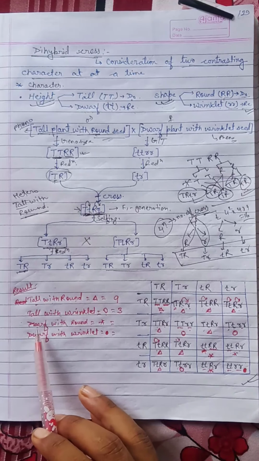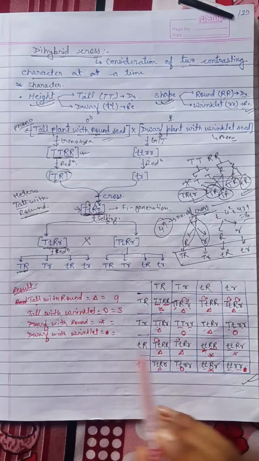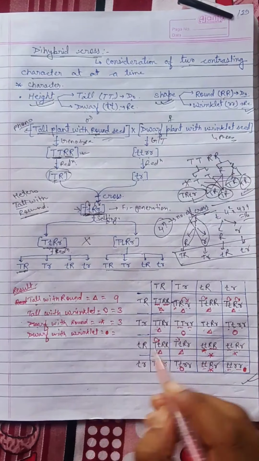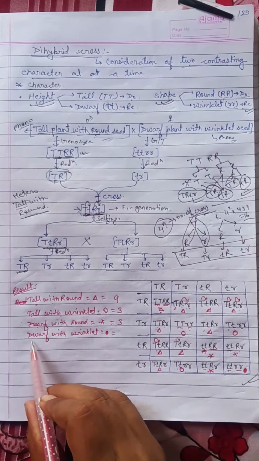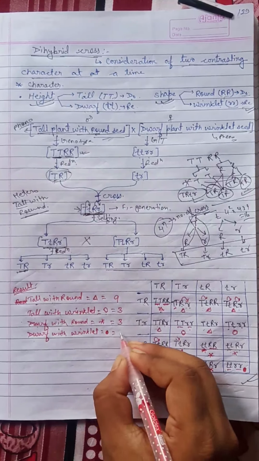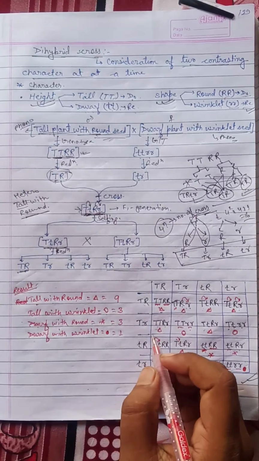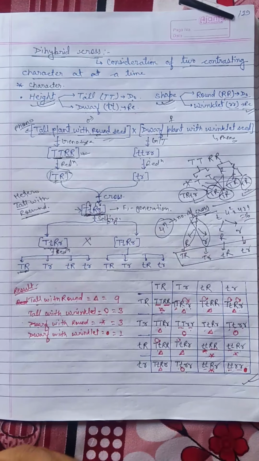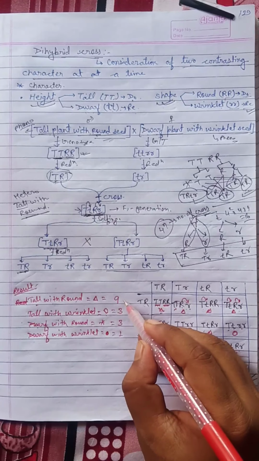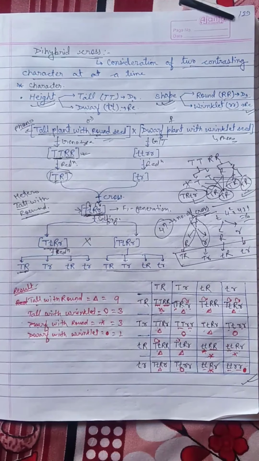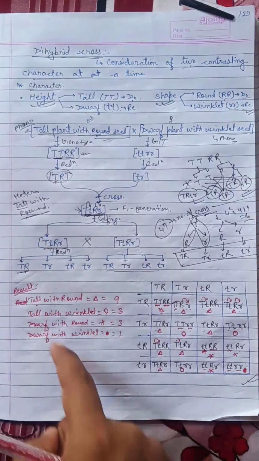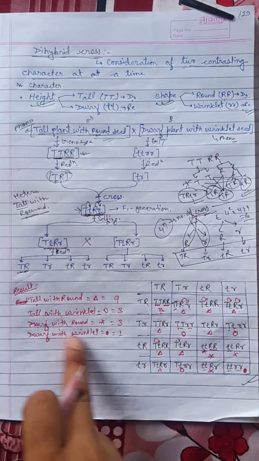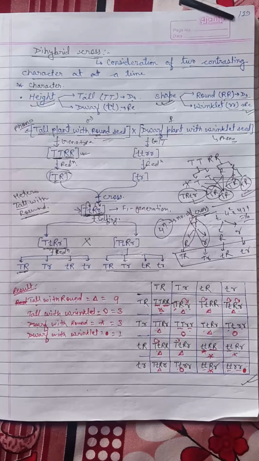What will be the number of dwarf and round? That means star, 1, 2, and 3. And what will be the number of dwarf and wrinkled? 1. Look at this phenotypic condition. The phenotypic condition will be 9:3:3:1. This is the resultant. These are the types of products that occur in the dihybrid cross.